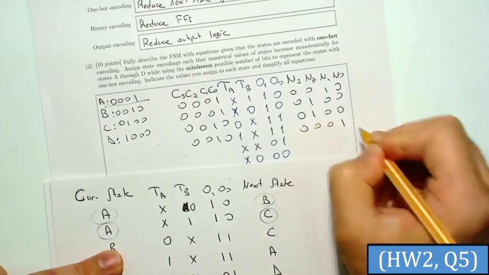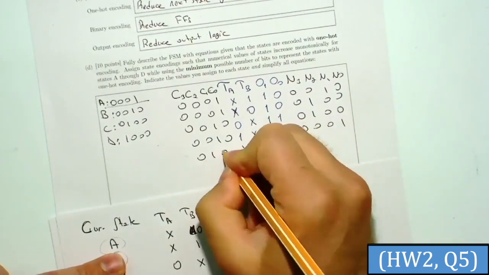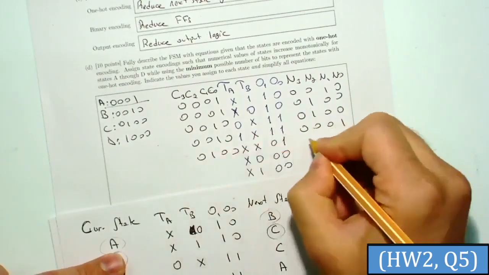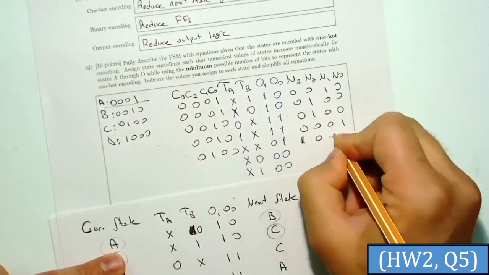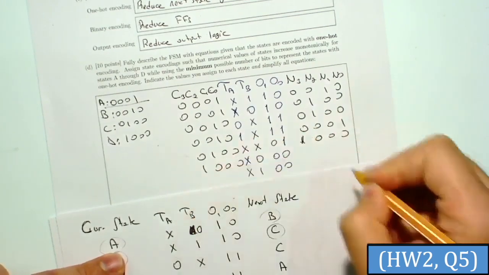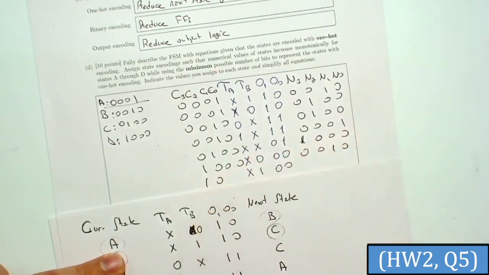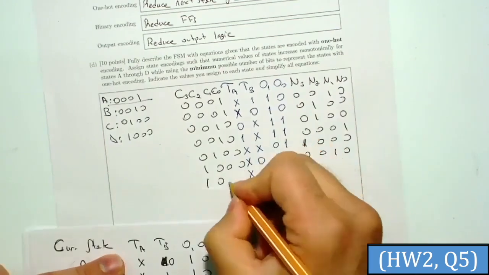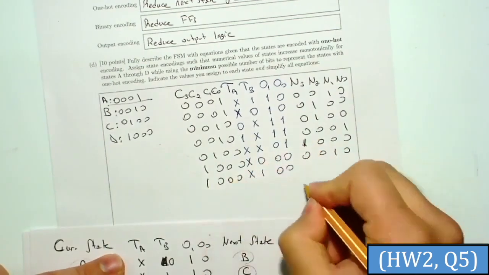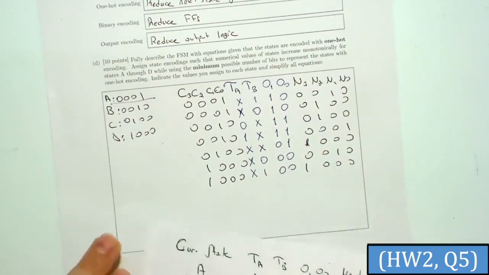So for C, the next will be D. And for D, I have first B here, and again I have D here. All right, so this is the truth table for D.